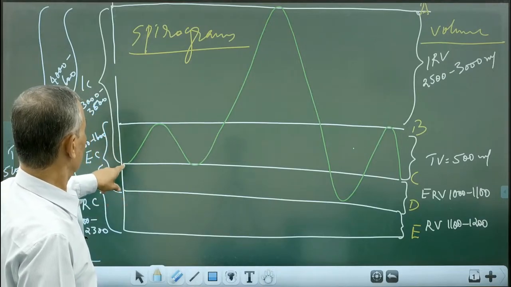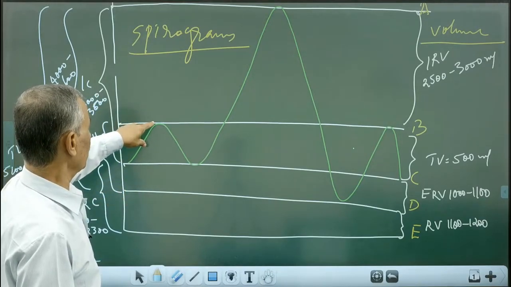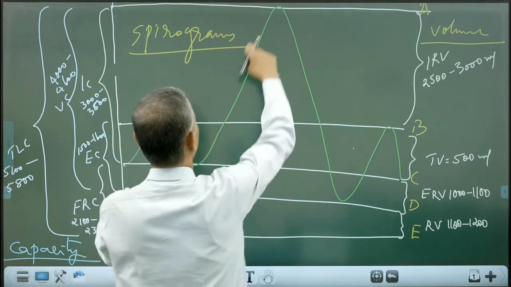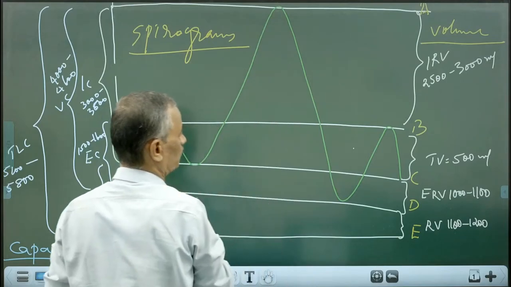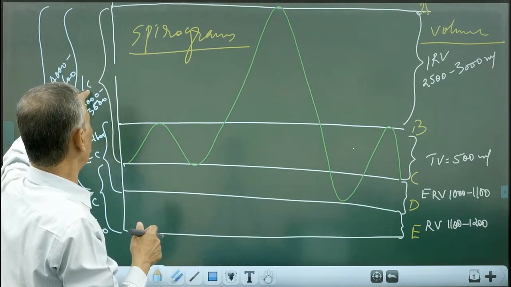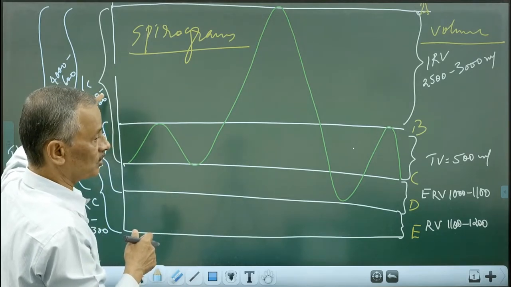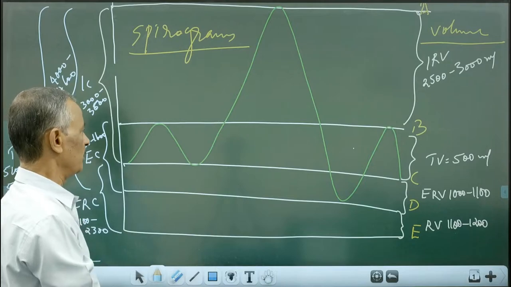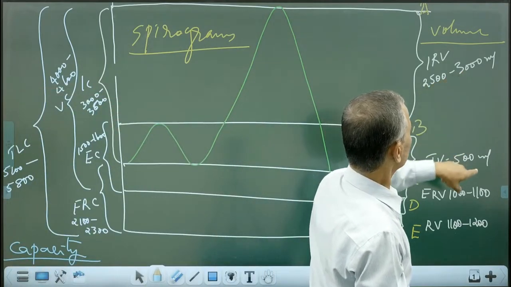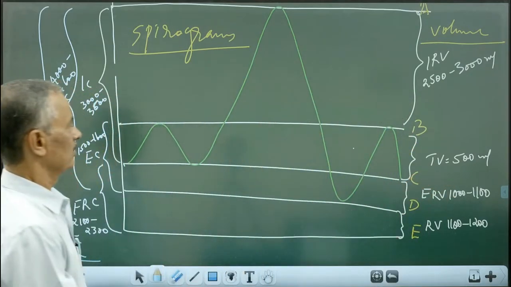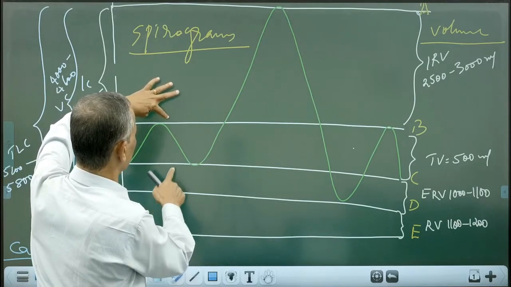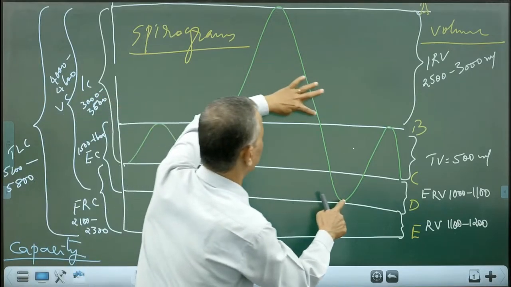For example, this is the volume you are normally taking, and this is the volume that you can additionally take. So this is the total volume from A to C you can take in total, which is called inspiratory capacity. That is your capacity for inspiration, IC. So IC is 3000 to 3500. Clear?